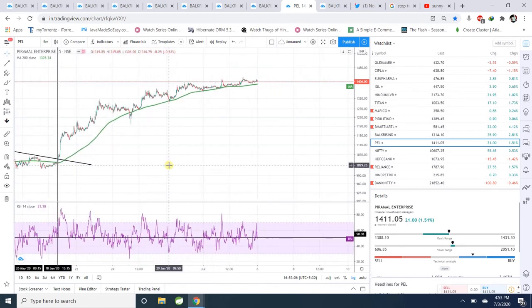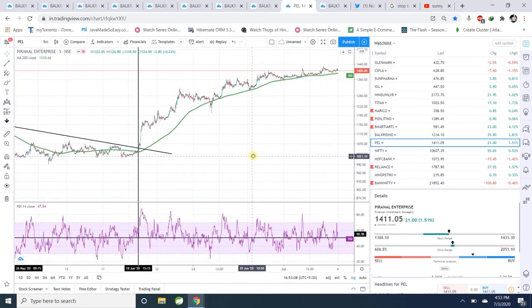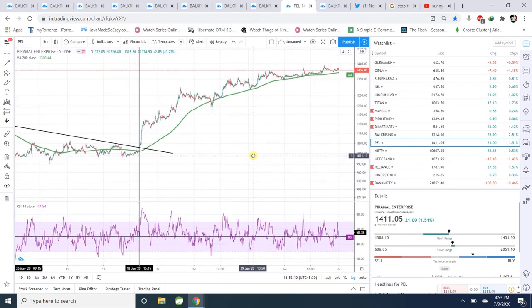So this is how you can use RSI, or similarly you can use other indicators also, but this video was about how to do investment and trading with the help of RSI.